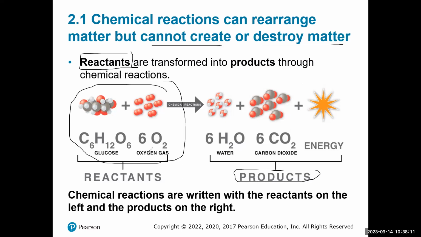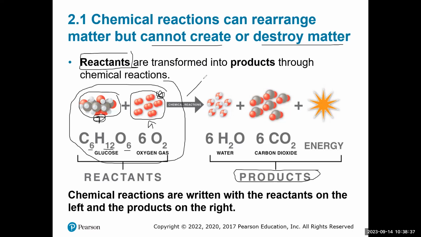So in this picture, this is how we make energy from sugar. This is a molecule of glucose, and glucose has 6 carbons, 12 hydrogens, and 6 oxygens. And then we're going to add it to the oxygen. So this is what we eat. This is what we inhale.